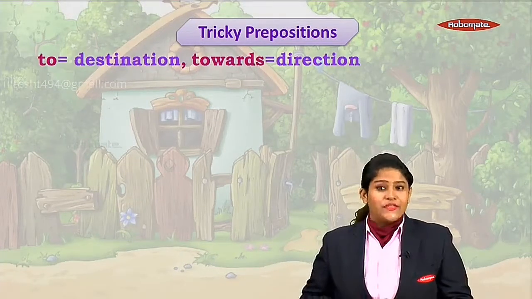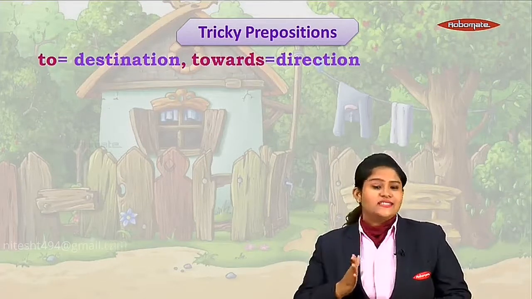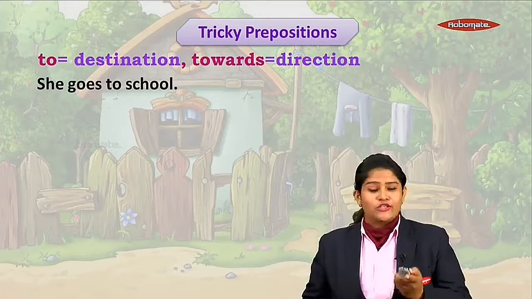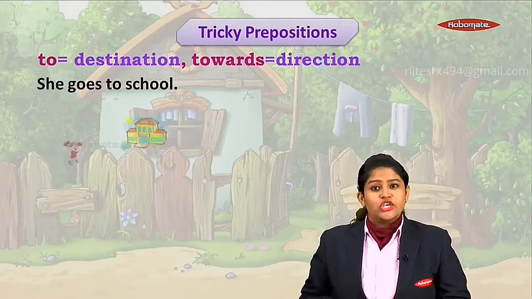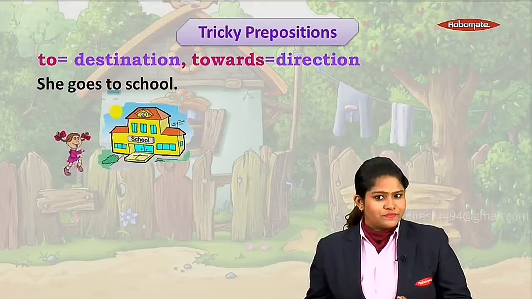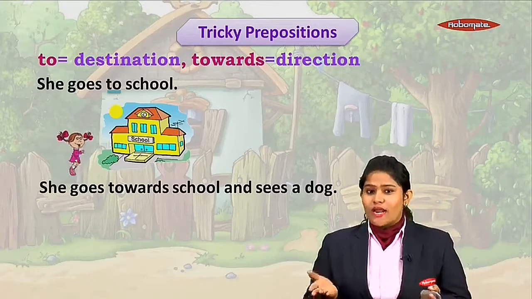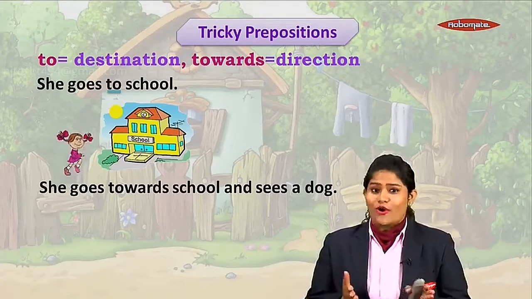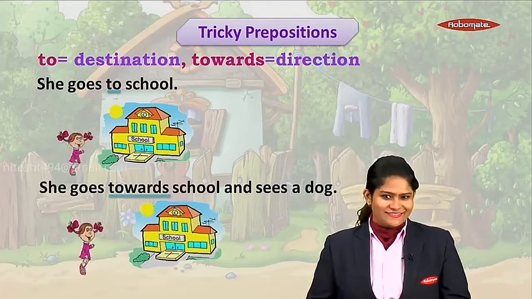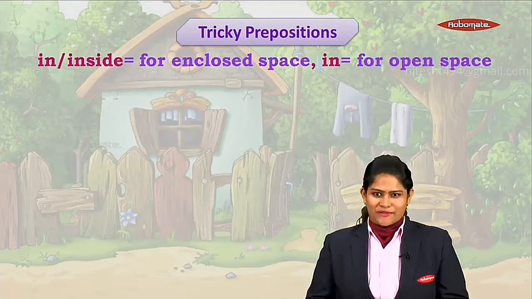Moving on ahead. The difference between to and towards. When I say to, it is the destination. But when I say towards, it's just the direction. So you can actually confuse people with that. She goes to school. That means she has to go to school. That's the location. But if I say she goes towards school and sees a dog, that does not mean she's gone to school. She's gone in the direction of the school.